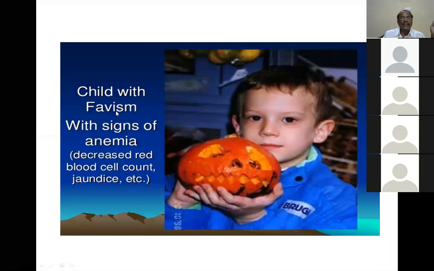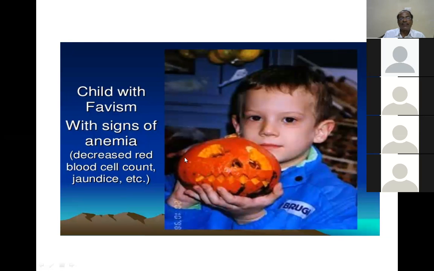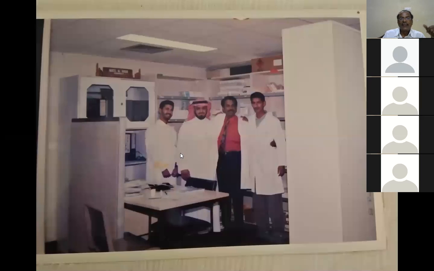A child with favism shows signs of anemia, decreased red blood cell count, and jaundice, because a lot of anemia occurred. So hemolytic jaundice occurs also. I have seen so many cases because I had the privilege of working in Saudi Arabia as director of laboratories, and hence we have seen a large number of cases.